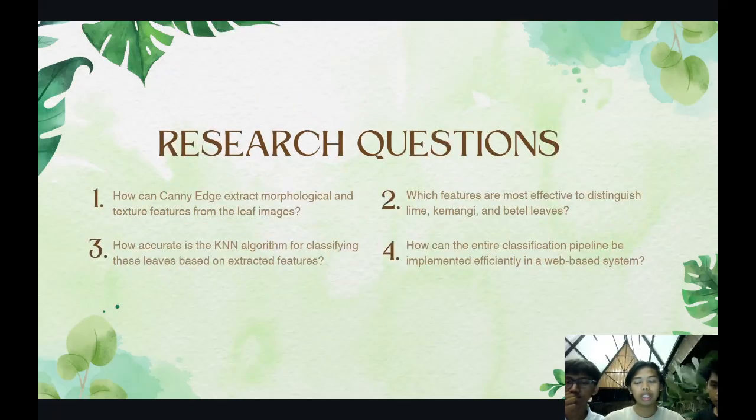And for the research questions, number one is how can we extract morphological and texture features from the leaf image? Number two is which features are most effective to distinguish lime, kemangi, and betel or sirih leaves? For number three, how accurate is the KNN algorithm for classifying these leaves based on extracted features? Number four is how can the entire classification pipeline be implemented efficiently in a web-based system?